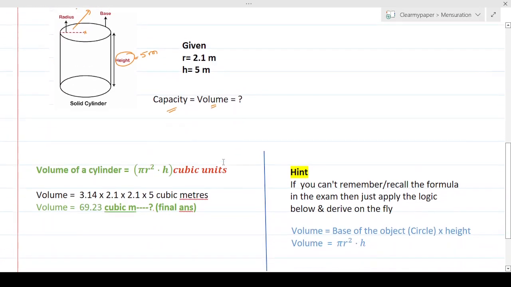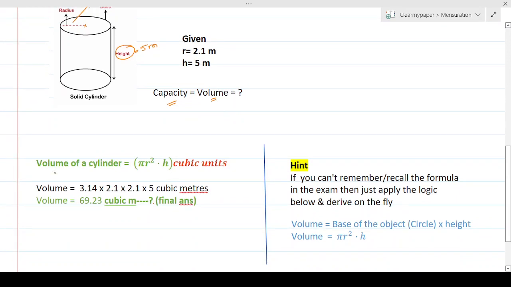From the volume of a cylinder formula, volume of a cylinder is equal to pi r square multiplied by h, the height, in cubic units. If you plug in the values, 3.14 for pi, the radius is 2.1 and we have to square it, so 2.1 into 2.1, and the height is 5 meters. We multiply and we get, in decimal, 69.23 cubic meters. Since the unit is cubic, we need to put meters, because that's what was given. That's the simple answer, whatever marks it is assigned, 2, 3, 4, whatever that is.